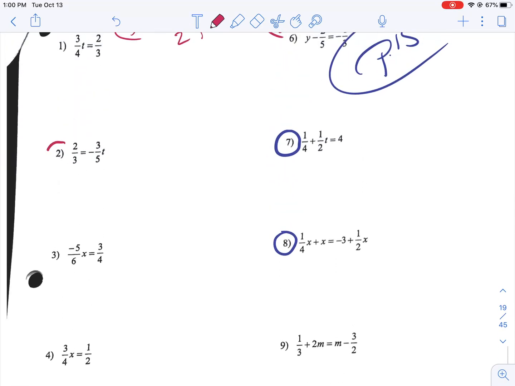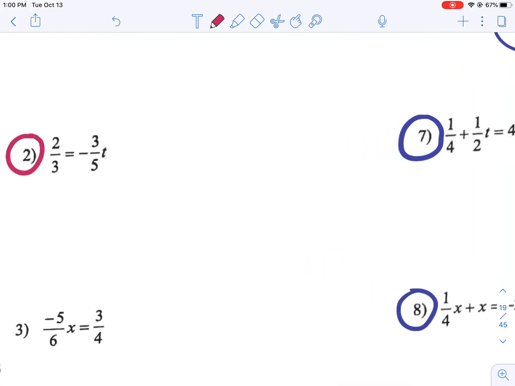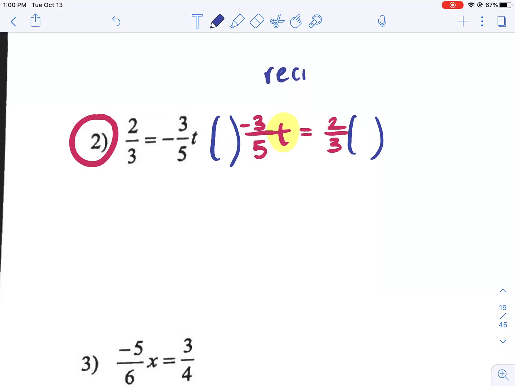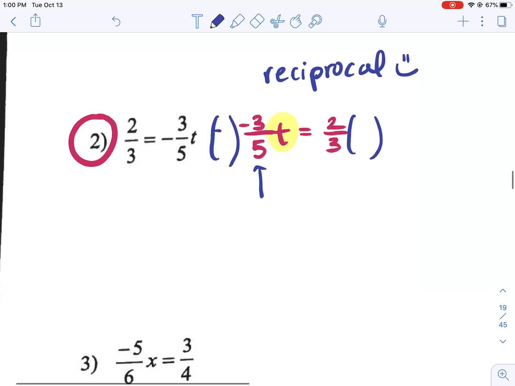And before we do much, if everyone could just look at number 2 to start. Here we have 2/3 equals -3/5 t. I'm just going to rewrite this so I have a little more space to show you guys what I'm going to do. Now, in order to get t by itself here, I need to cancel this 3/5. So the only way to cancel 3/5 is to multiply by what's called the reciprocal. I know you guys have heard that word before, but reciprocal means to just flip something. So I'm going to take this -3/5 here and flip it into -5/3.